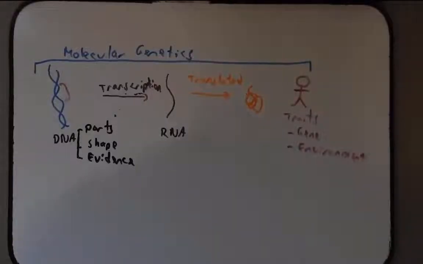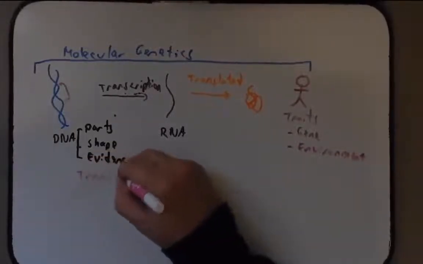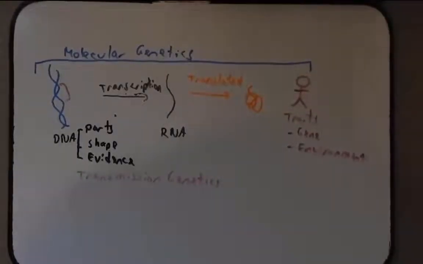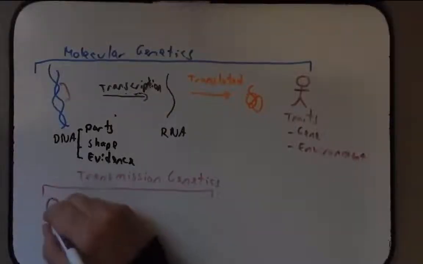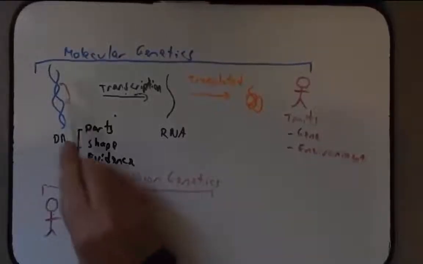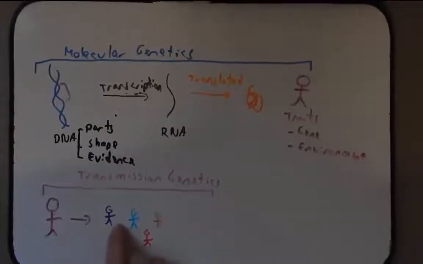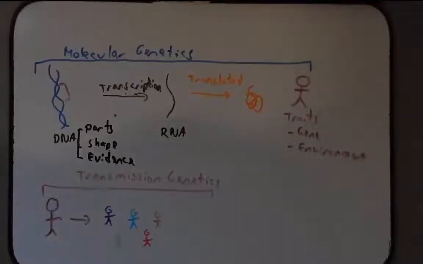Then what we're going to do is move into an area called transmission genetics. Sometimes we will call this Mendelian genetics. It's the same thing. And in transmission genetics, we're going to think about how this one organism here is able to pass on this genetic material to their progeny. And we'll spend a great deal of time talking about the rules that help govern how certain traits are passed on and how they're expressed in these progeny.